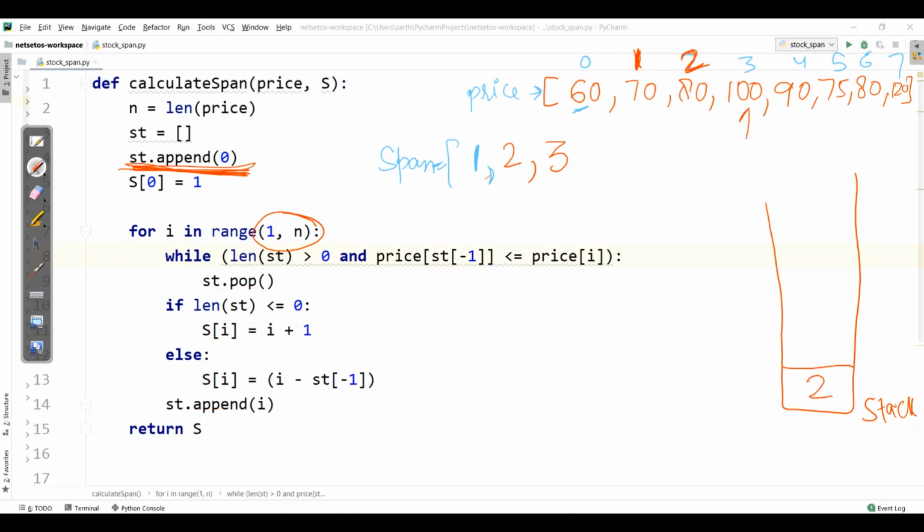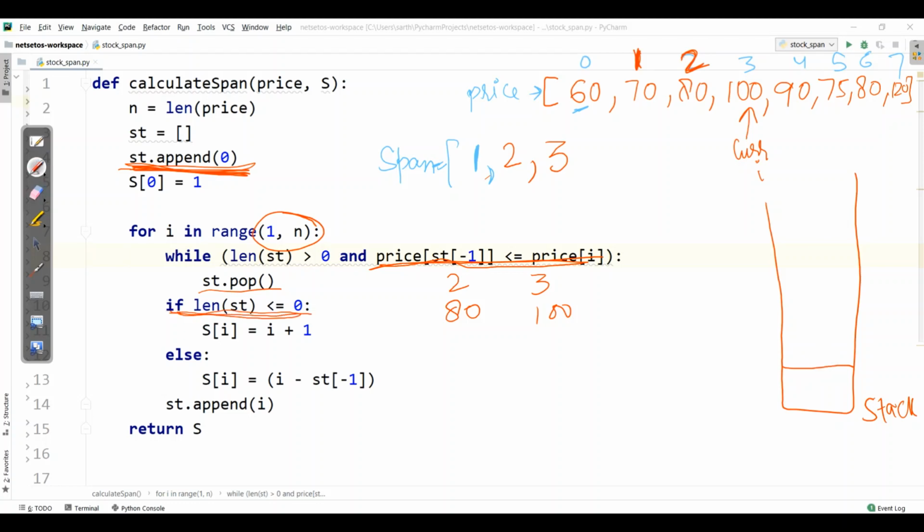Now for the next time, current is at, or we can say I is at third index. At stack top, it is 2. I is at 3. So we will compare the prices of both. Is 80 greater than 100? It's not. It is following this condition. So again, the value will be popped out from the stack. And here we will get the empty stack by now.